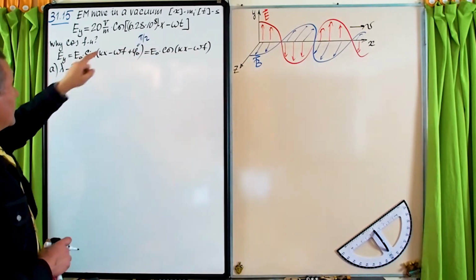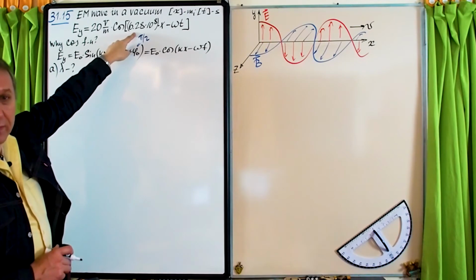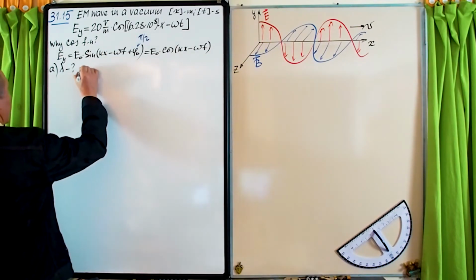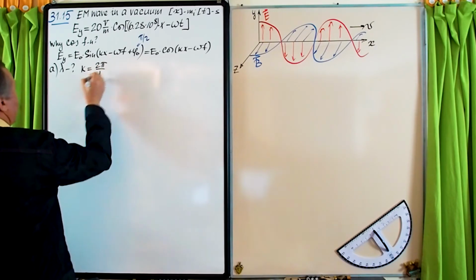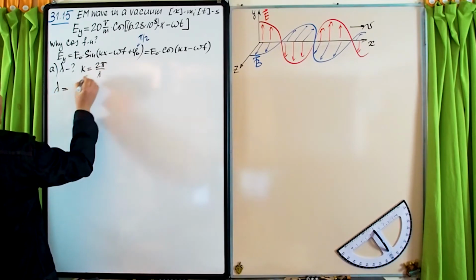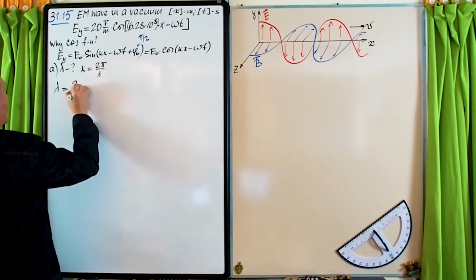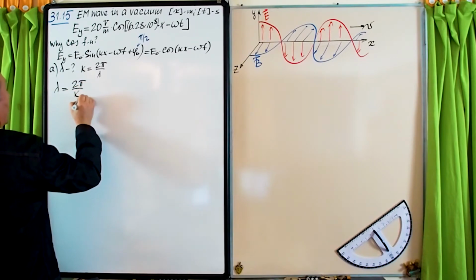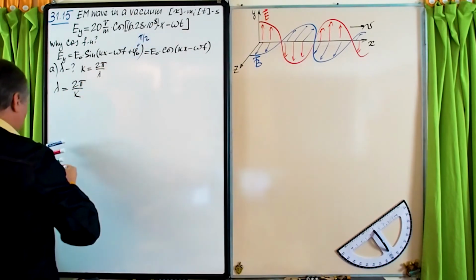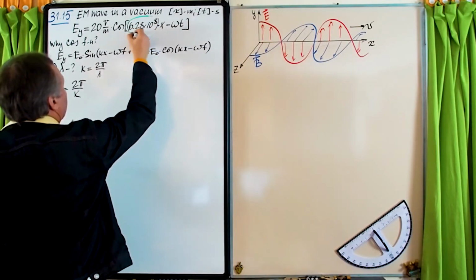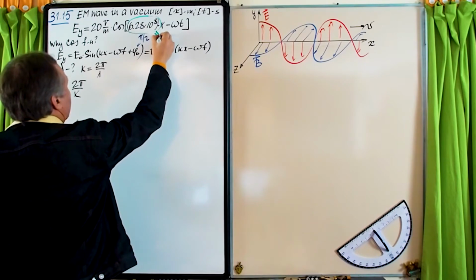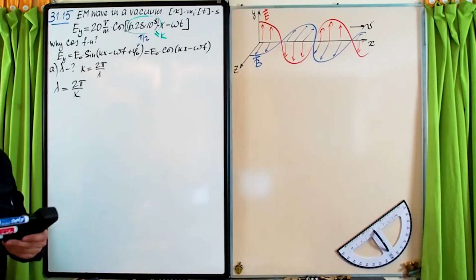Okay, and so k is given, the wave number. So let me write k equals 2 pi over lambda. And from here, of course, we can find lambda. It will be 2 pi over k, and this is k. Maybe I should frame it and emphasize that this is, of course, k, the wave number.